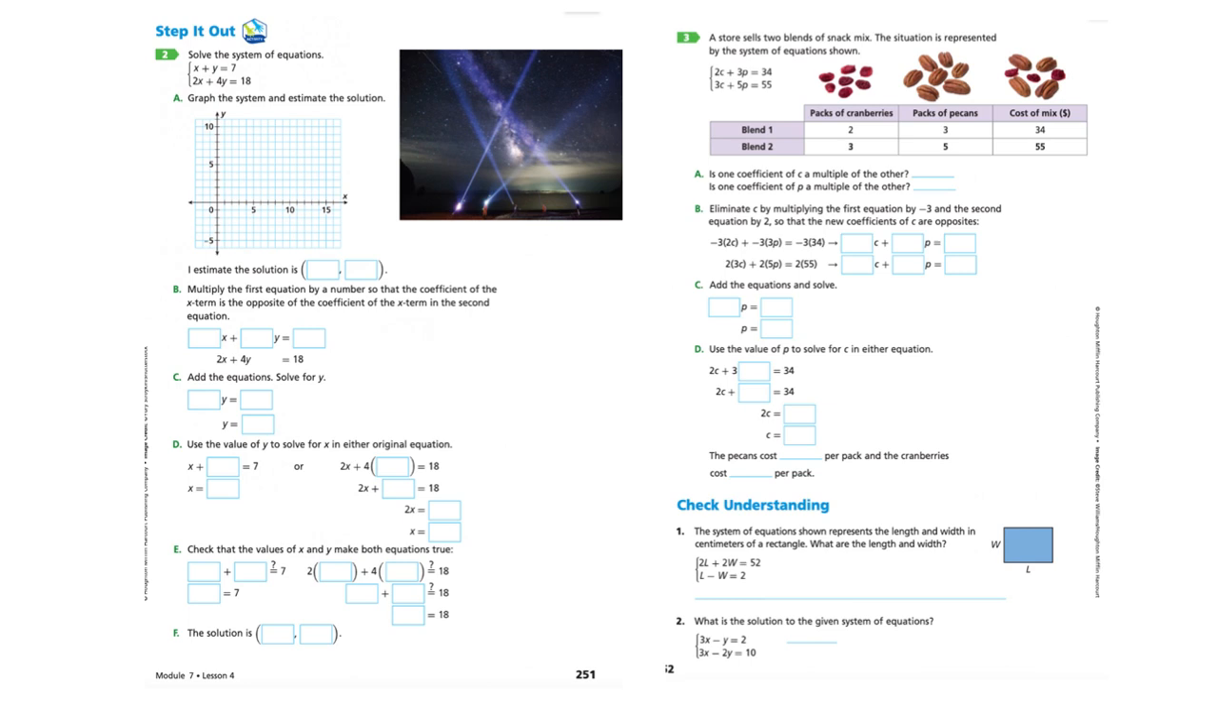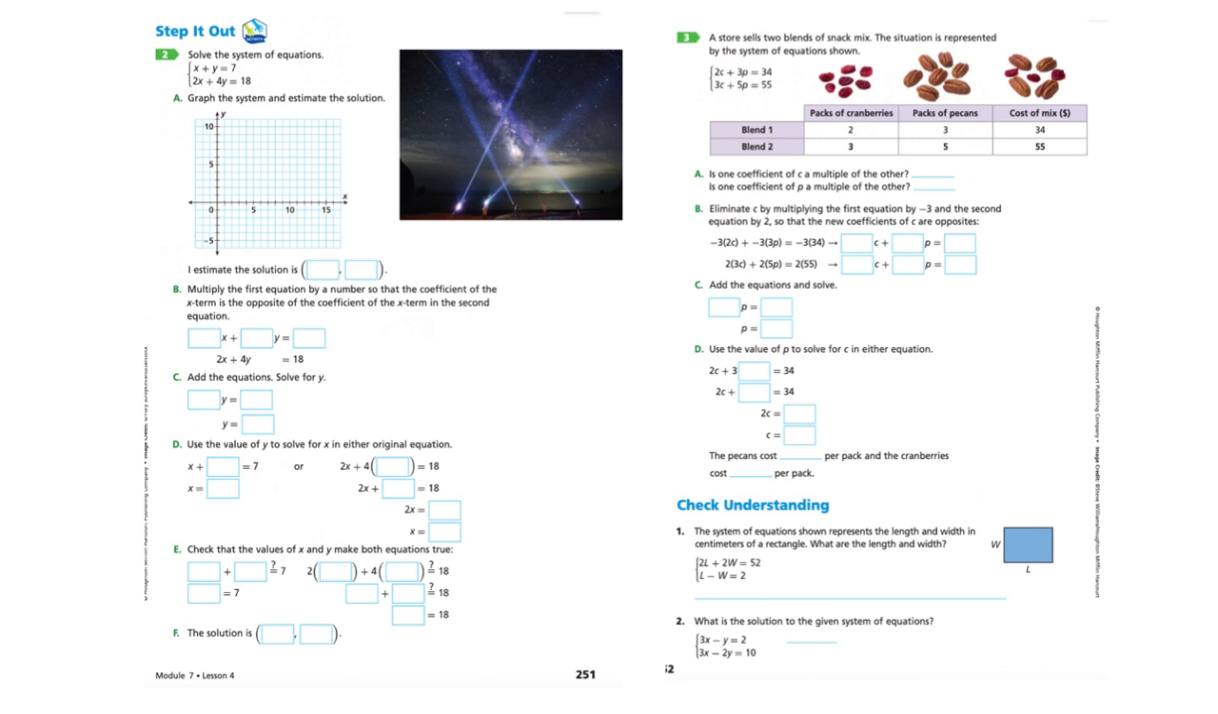All right, so now that you've finished number 2, let's look at number 3. A store sells 2 blends of snack mix. The situation is represented by the system of equations shown. And one thing that I think is really cool to notice here, they use different variables besides x and y, C and P, and that kind of helps you remember as you're looking at the equations what you're talking about. You can always use x and y, but sometimes it's helpful to use variables that kind of go along with what you're talking about in your problem.